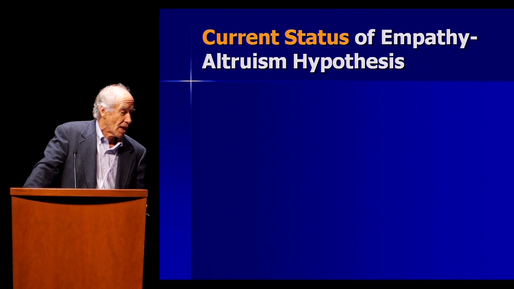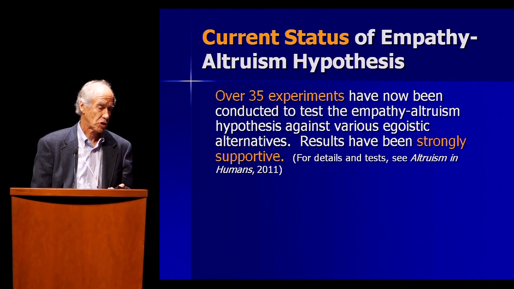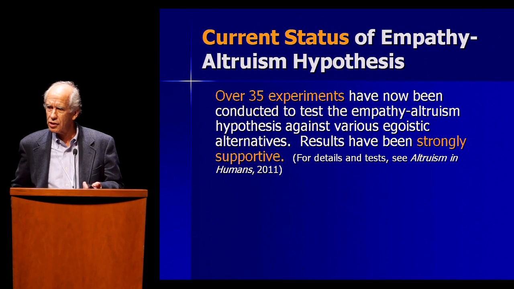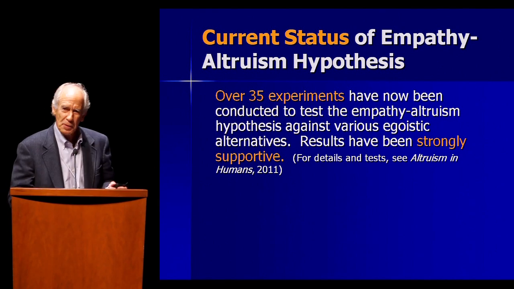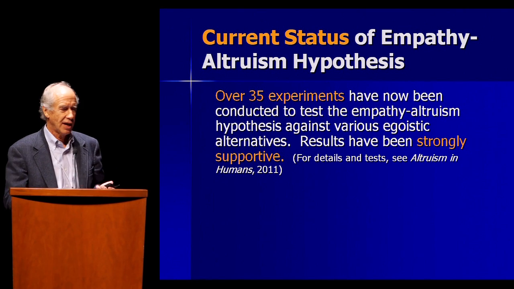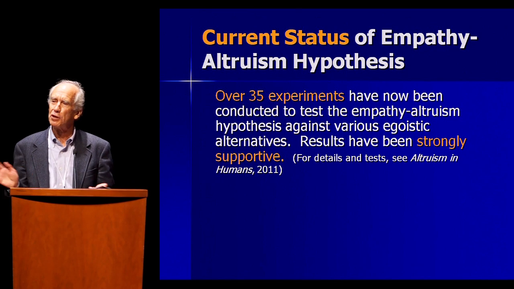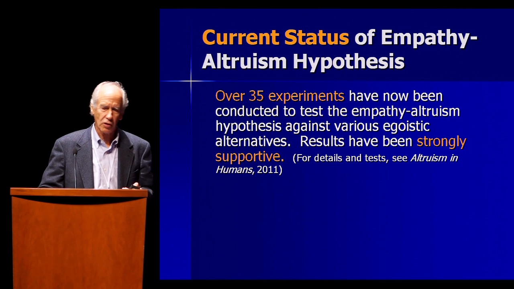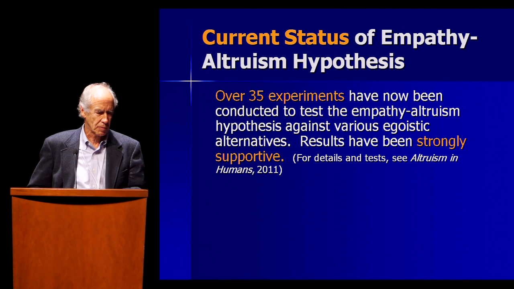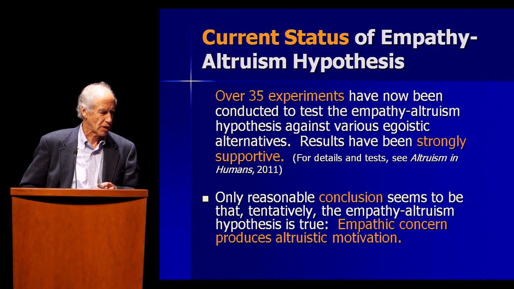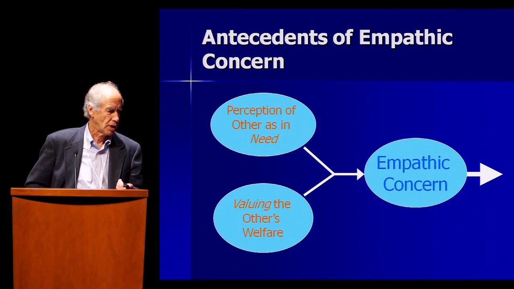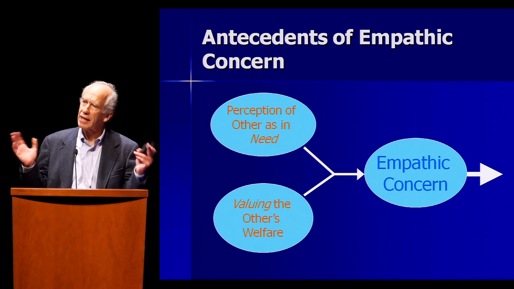So to date, there are over 35 experiments that have been conducted to test this hypothesis against various egoistic alternatives. And this gets very complex. I wish I could represent these experiments with 2 bars. That would be wonderful, but I can't. And I'm not going to run you through 35 experiments. The results have been strongly supportive. If you want to see the nitty-gritties, there's a reference. And I think the only reasonable conclusion is that tentatively the hypothesis seems to be true, that empathic concern produces altruistic motivation.